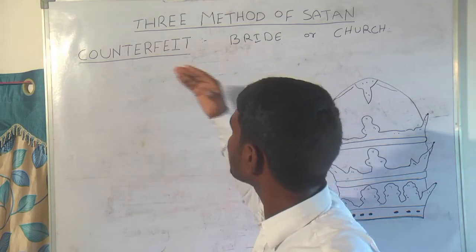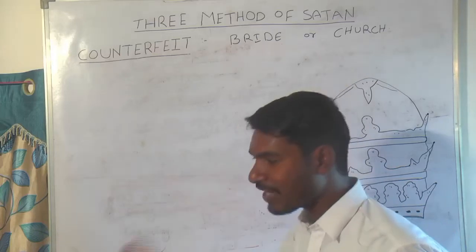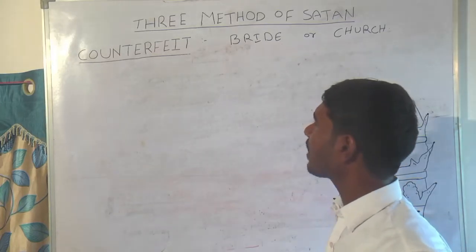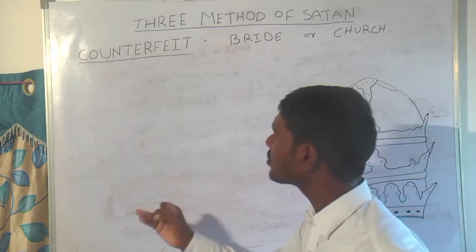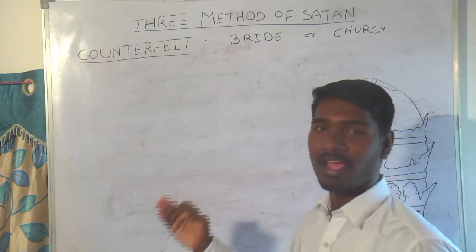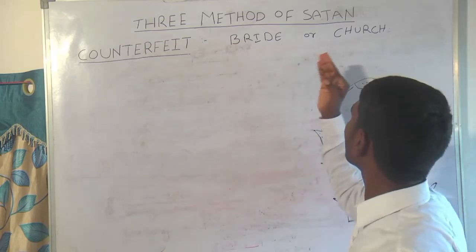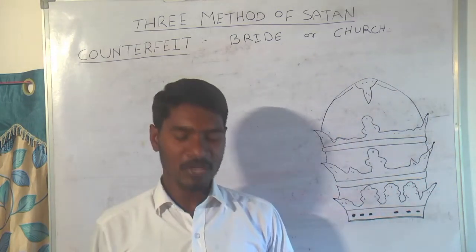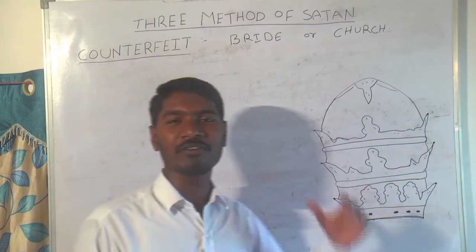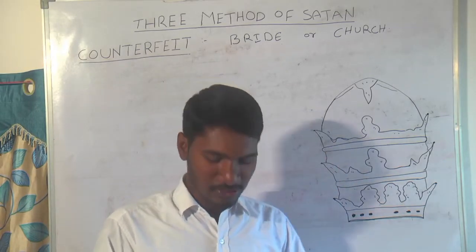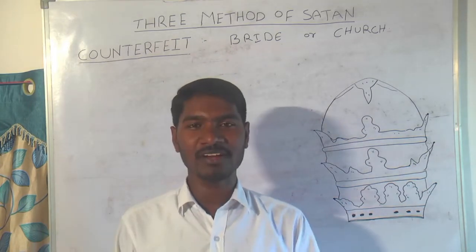So Satan uses three methods to deceive and destroy God's people, the Christians, and mankind. In counterfeit, we have seen counterfeit light, counterfeit angel, and counterfeit lion as a roaring lion. Now we are going to see the counterfeit bride, or counterfeit church. Satan has his church on this earth. If you are a Bible believing Christian, you know these topics from before.